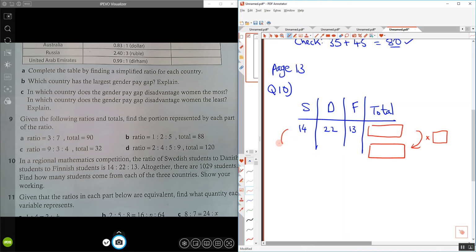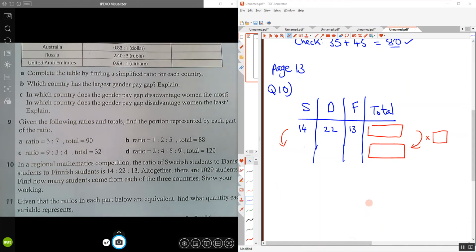And you can use a calculator. Okay, you can use a calculator to work these things out. I do not mind. Actually prefer it if you do. Okay, I'll give you a couple of minutes.